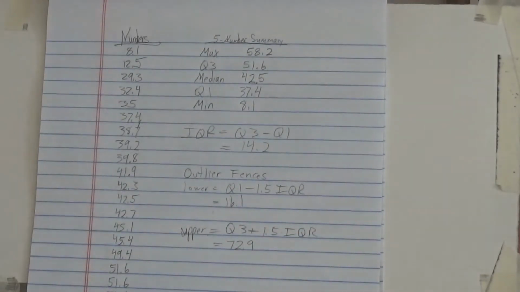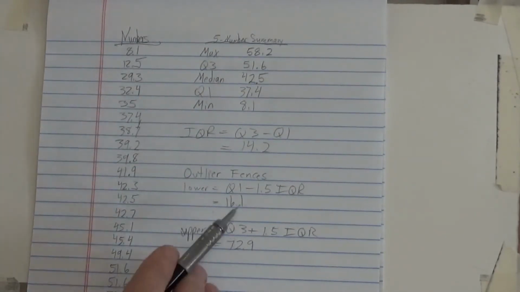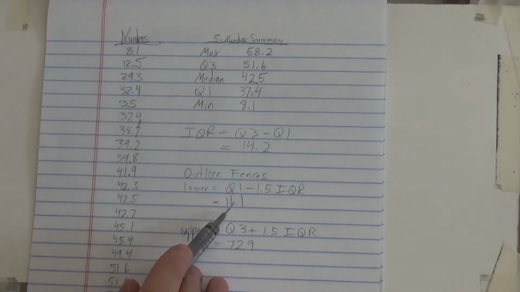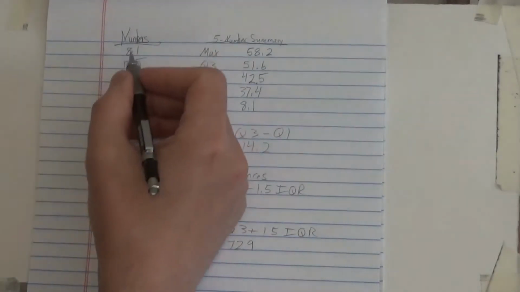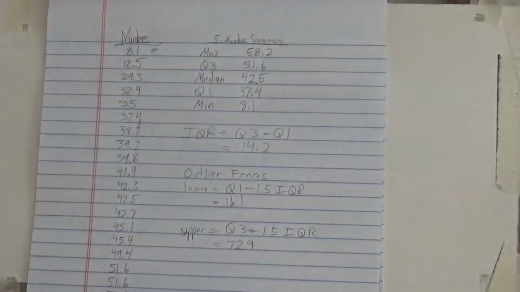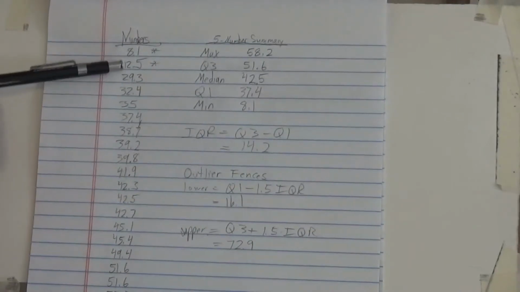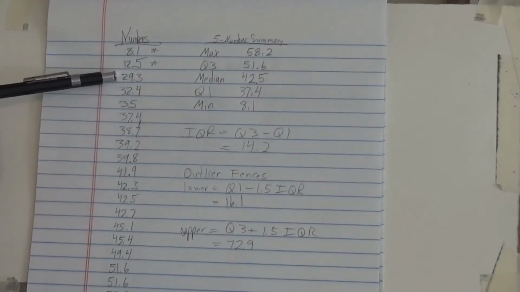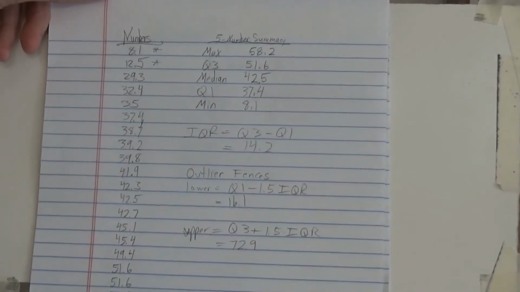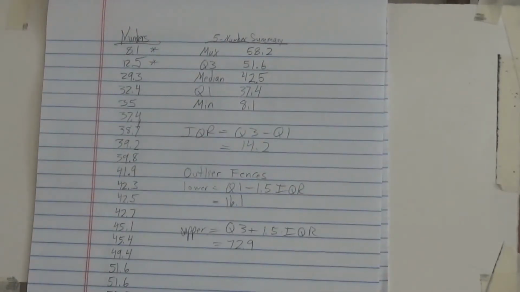Okay, so now we have everything we need to make our box plot in terms of the numbers calculated. We need to still figure out which of these are outliers. So look at all the numbers below this. Are there any below 16.1? And you can see yes, there's an 8.1, so I'll mark that with a star. 12.5, also a star. So these would be considered outliers on our box plot. 29.3 is not. When we look at high outliers, we say, are there any numbers bigger than 72.9? No, the max was 58.2, so no high outliers. So then we have to go make our plot.